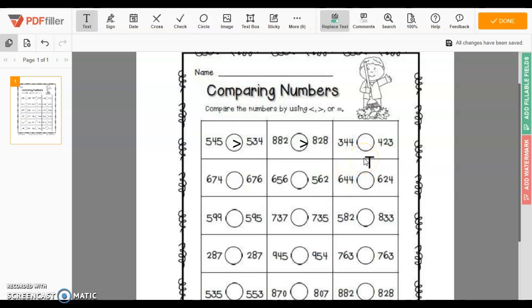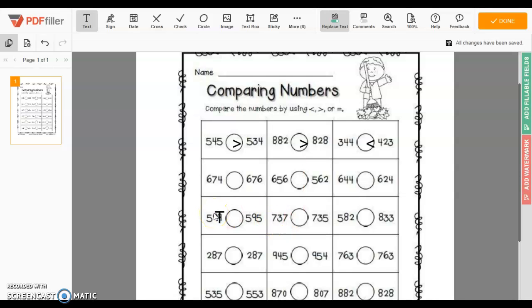We have 344 and 423. Okay, remember we always start with the highest place value. That's our hundreds place. So let's look here. 344 has a 3 in the hundreds place. And 423 has a 4 in the hundreds place. Which number is larger, 3 or 4? If you said 4, you're correct. So now I want you to tell me, is the alligator going to eat 344 or 423? Remember, our alligator always wants to eat the largest number, so if you said 423, you are correct.